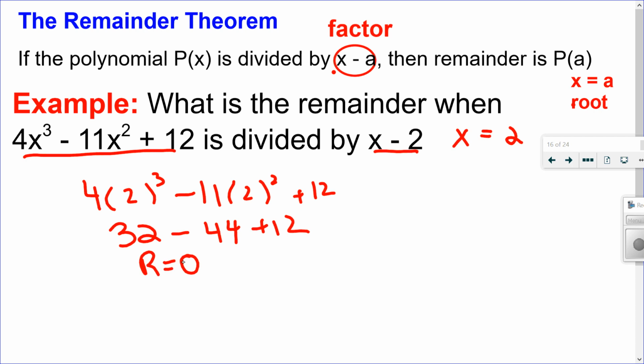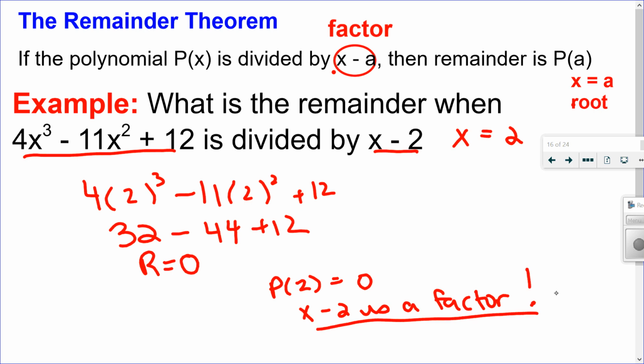Now, just looking ahead to our next section, if I have a remainder of 0, that means that x minus 2 is a factor because there's nothing left over. So just as a little look ahead, since the value of the polynomial at x equal to 2 equals 0, that tells me that x minus 2 is a factor. Again, we'll deal with that more in the next section, but good to look ahead.